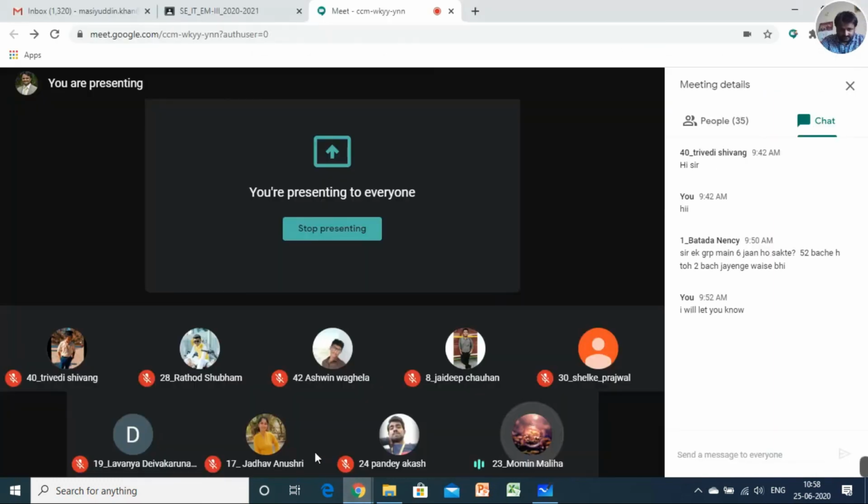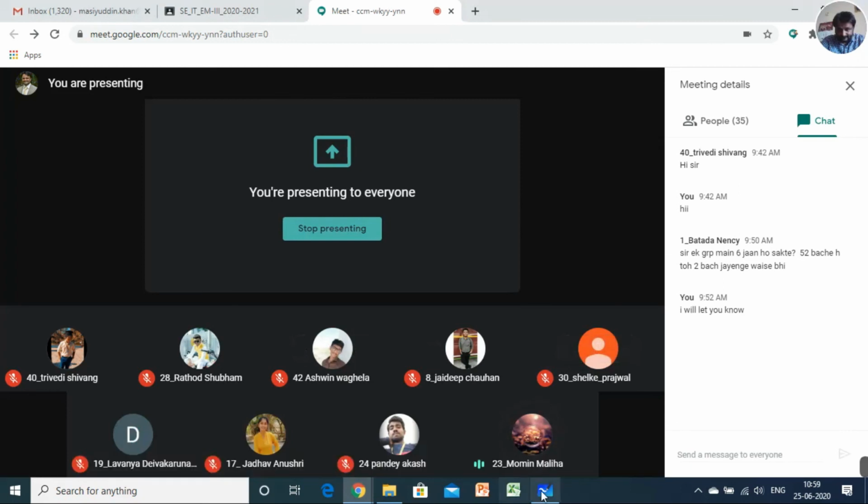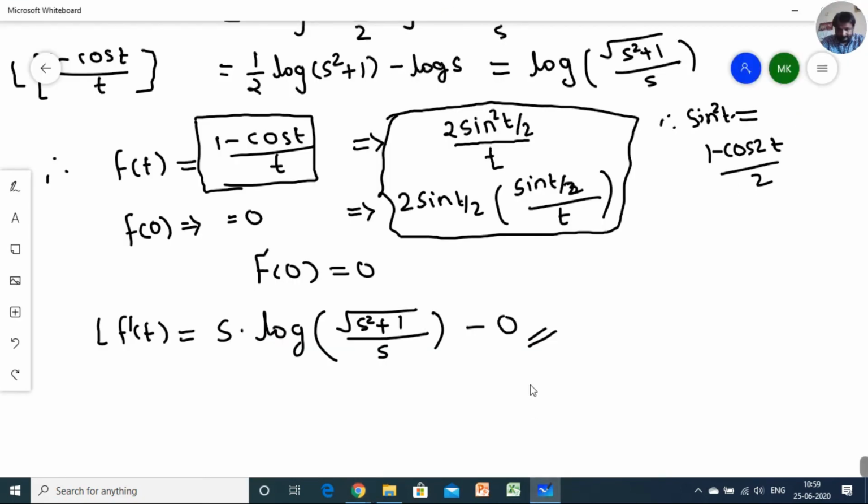We are supposed to substitute t as 0 now. So if we substitute t as 0, then cos 0 is 1, so 1 minus 1 is 0. Then 0 divided by 0 is not defined. That's why I told you 0 upon 0 is not defined, so that's why we convert into this part.